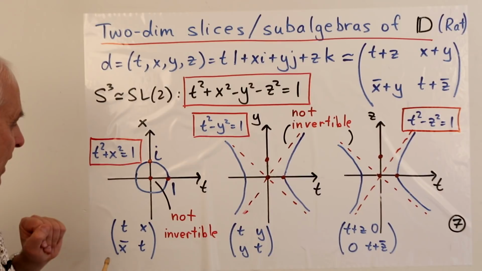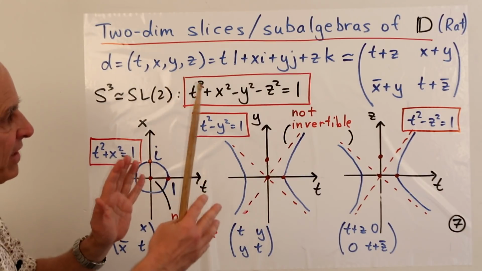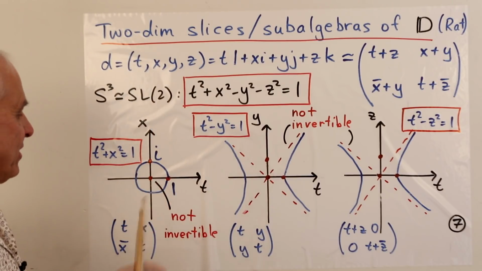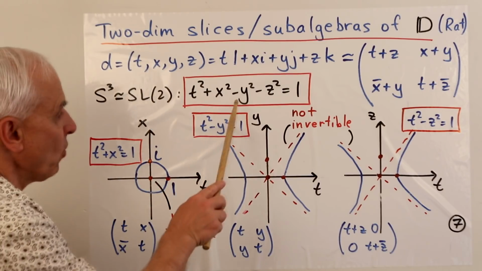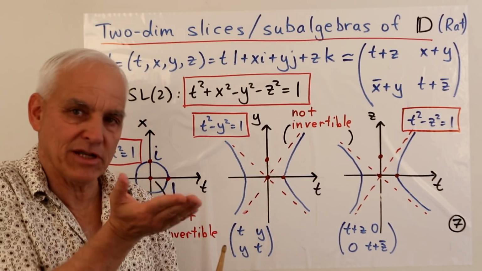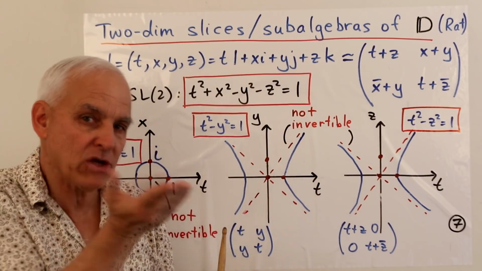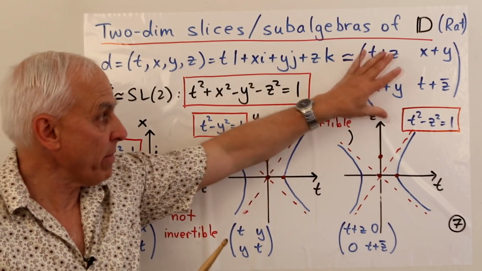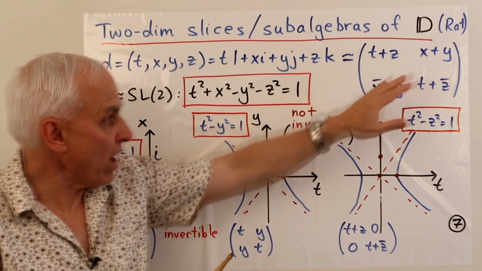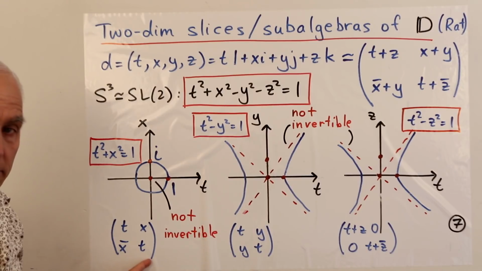So let's look at just the part of it that consists of t's and x's. So over here, if we set y and z equal to 0, that's like two conditions, setting y equals 0 and z equals 0. It means we're cutting down to a two-dimensional subspace of this four-dimensional thing. Okay, so y and z are 0. We're getting matrices of the form t, x, x bar, t.